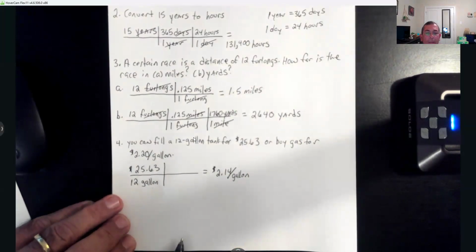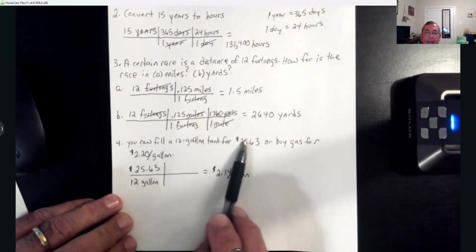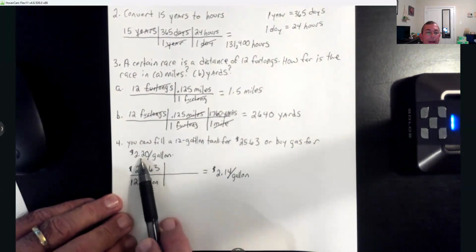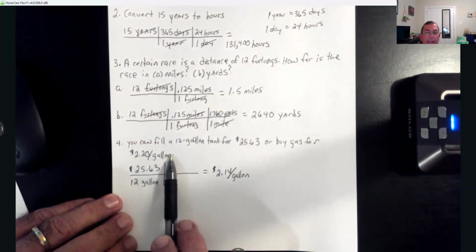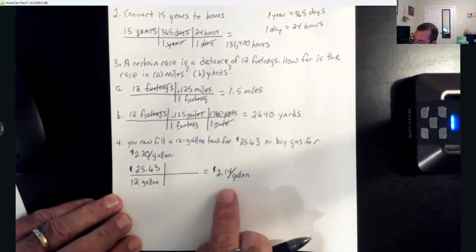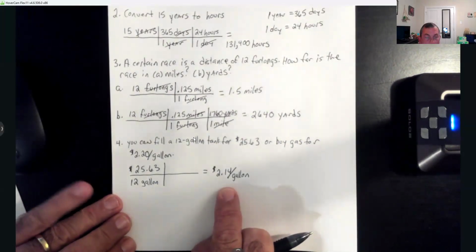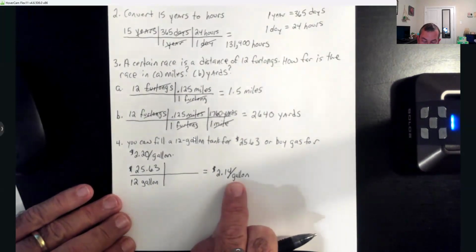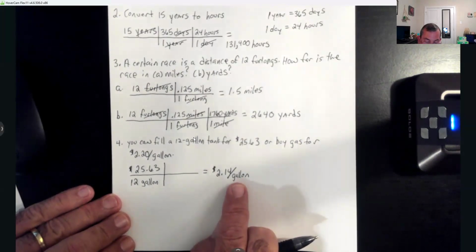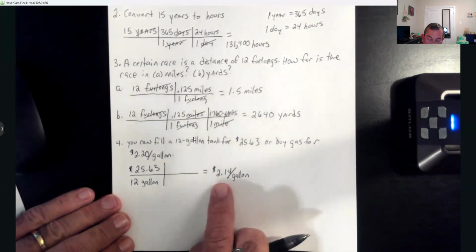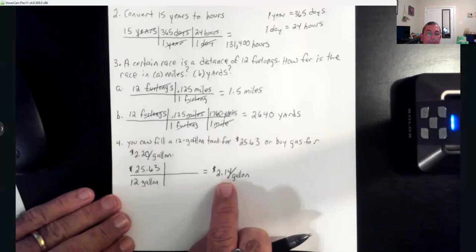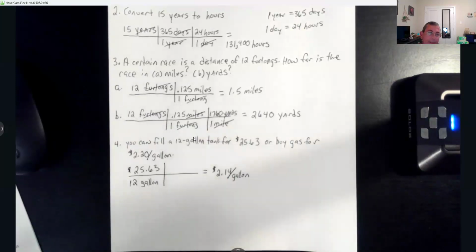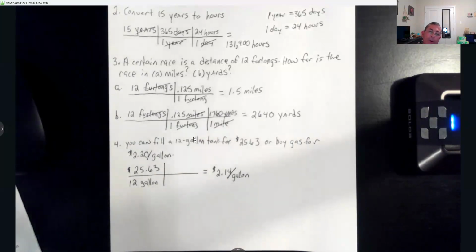All righty, so what's the better deal? Fill the 12-gallon tank for $25.63, or you're buying gas for $2.20 a gallon? Well, y'all look here. The better deal is the 12-gallon tank for $25.63. Okay, because to fill the 12-gallon tank at $25.63, we were paying $2.14 per gallon. So you just got to figure out both of them on the price per gallon and then compare that, okay?